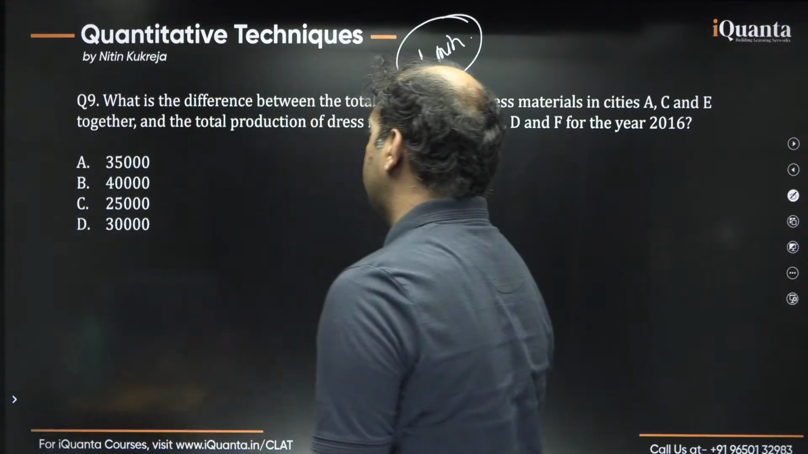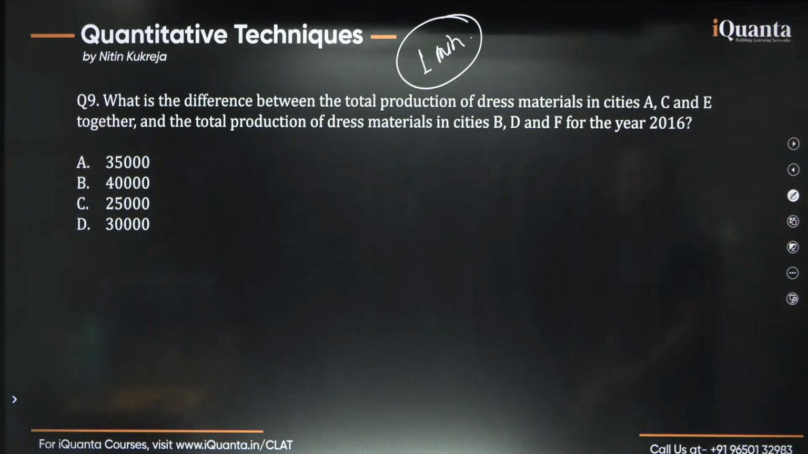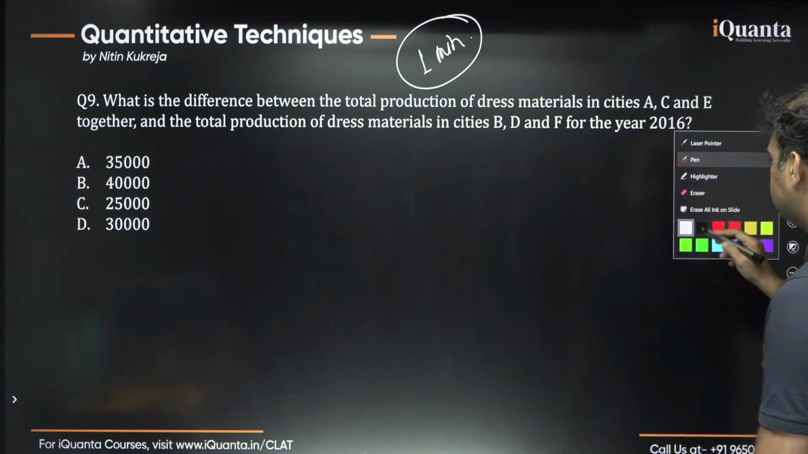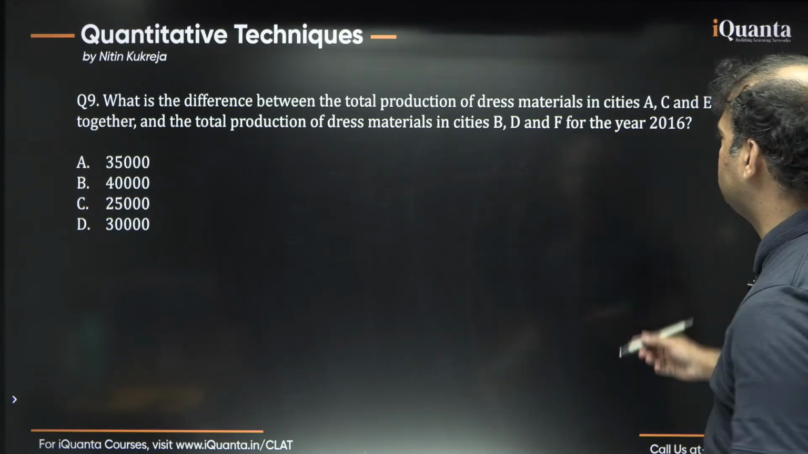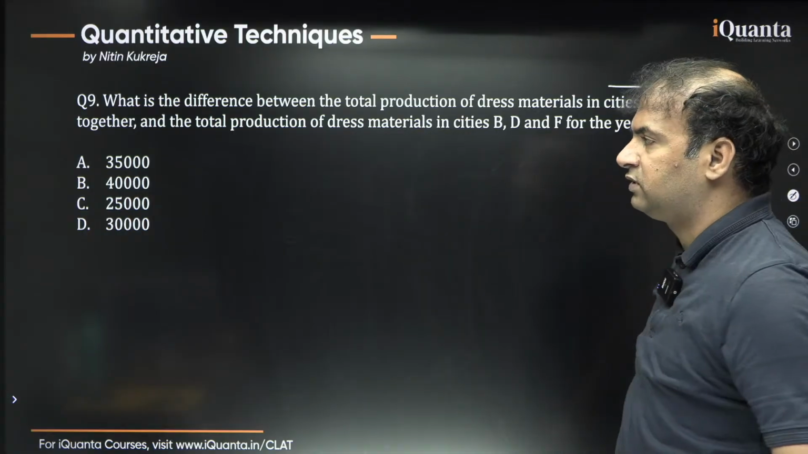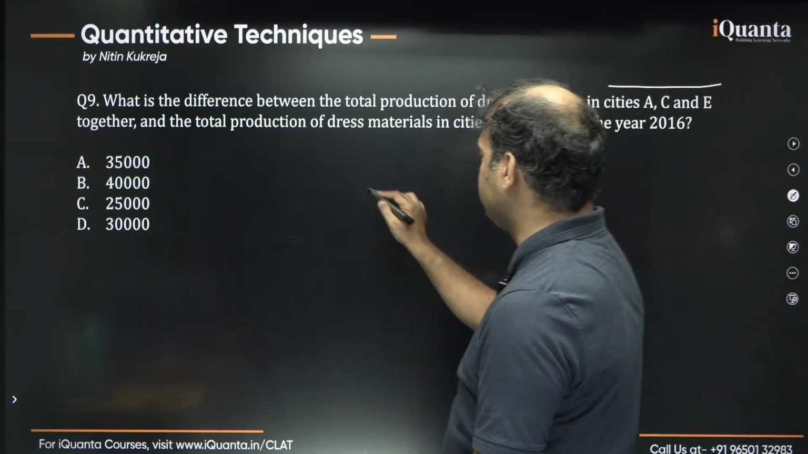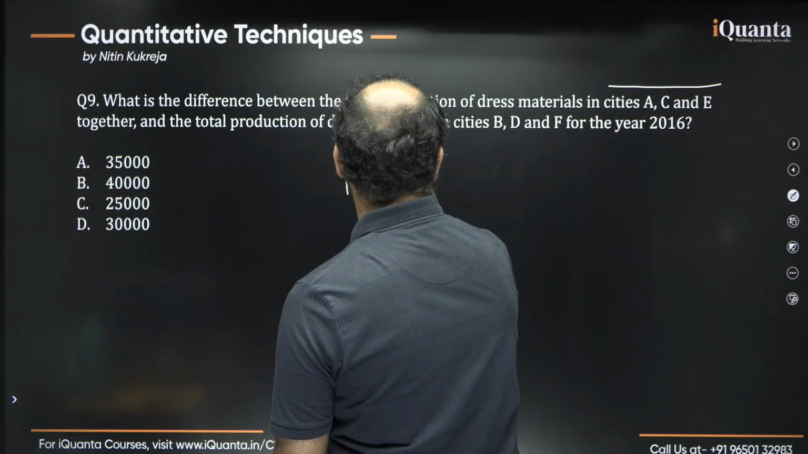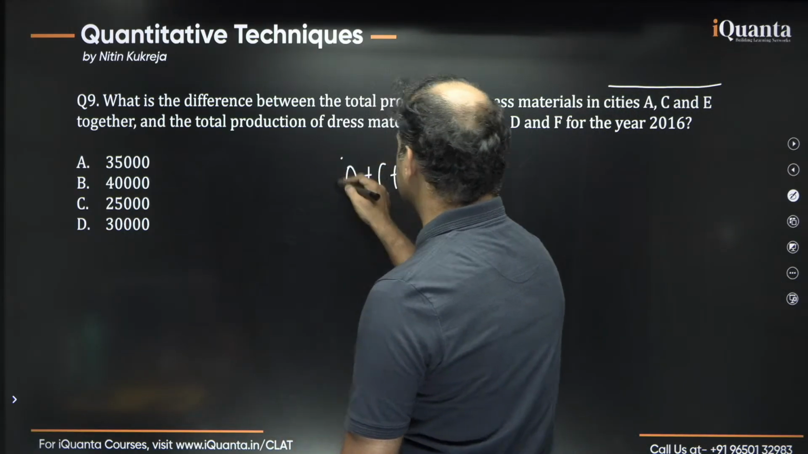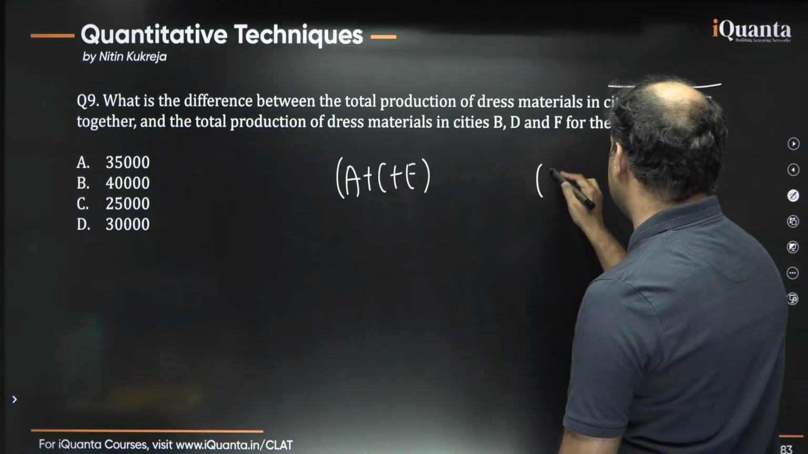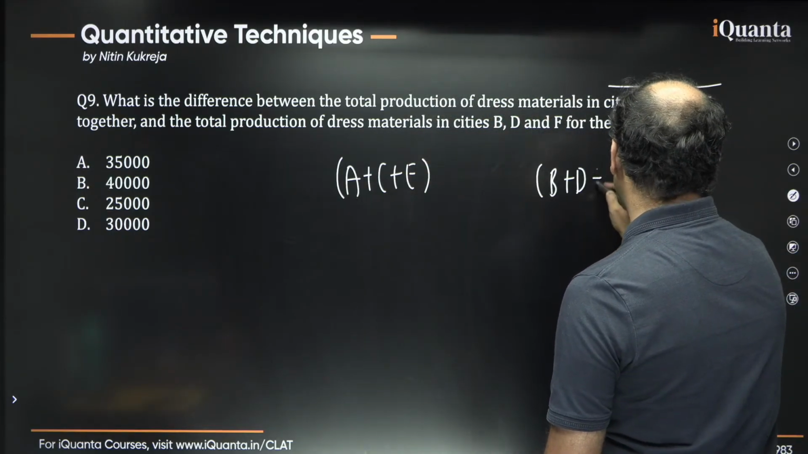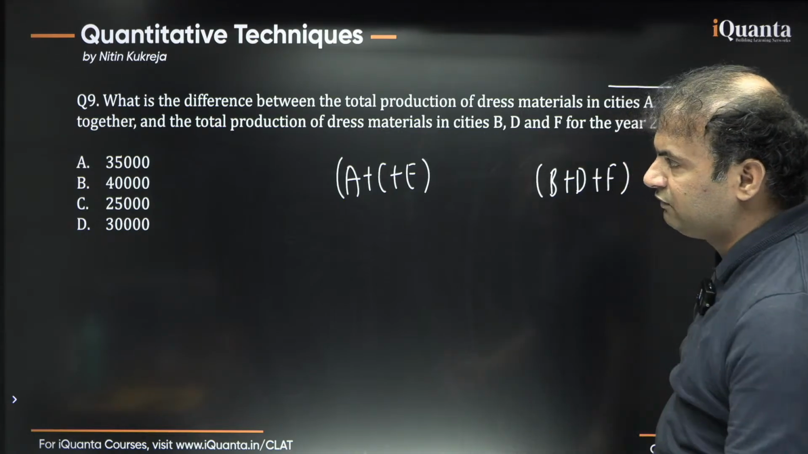They're saying the difference between the total production of the dress materials in cities A, C, and E together and the total production of the dress material in cities B, D, and F for the year 2016. So it's understood that the first data we have to take only for 2016, right? So the first combination of the cities is A, C, and E. The second combination of the cities is B, D, and F. We have to consider only 2016, and then we have to find the difference.